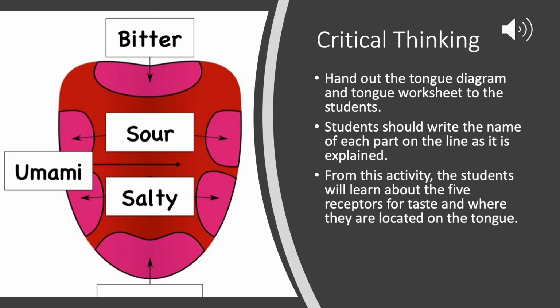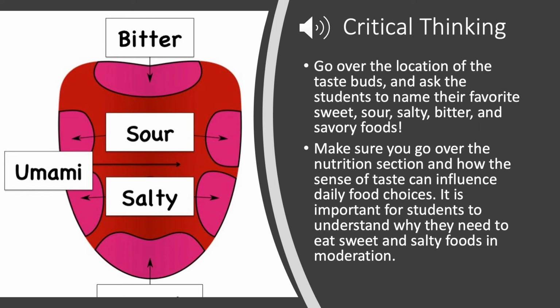You will then hand out the tongue diagram and tongue worksheet to the students. Students should write the name of each part of the tongue as it is explained. From this activity, the students will learn about the 5 receptors for taste and where they are located on the tongue. For this section, go over the location of the taste buds and ask the students to name their favorite sweet, sour, salty, bitter, and savory foods.